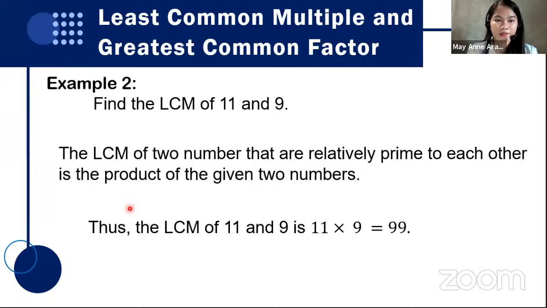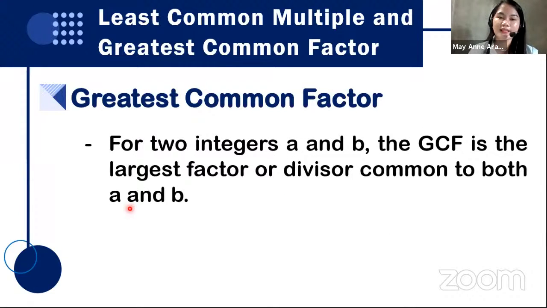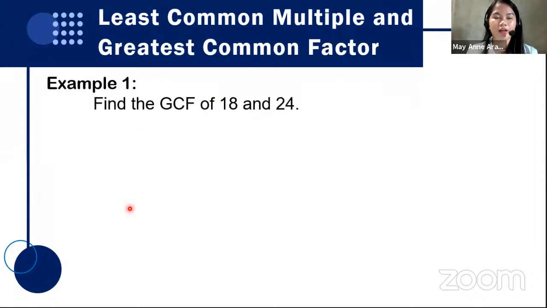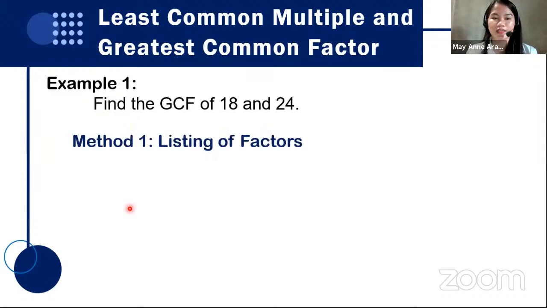Okay? Okay, next, we have the greatest common factor, or the GCF. For two integers a and b, the GCF is the largest factor or divisor common to both a and b. For example, we have find the greatest common factor of 18 and 24. Let us use the listing of factors. We just list all the factors of 18 and 24.